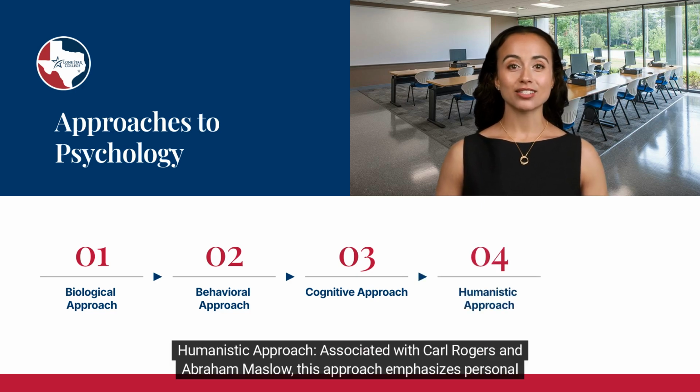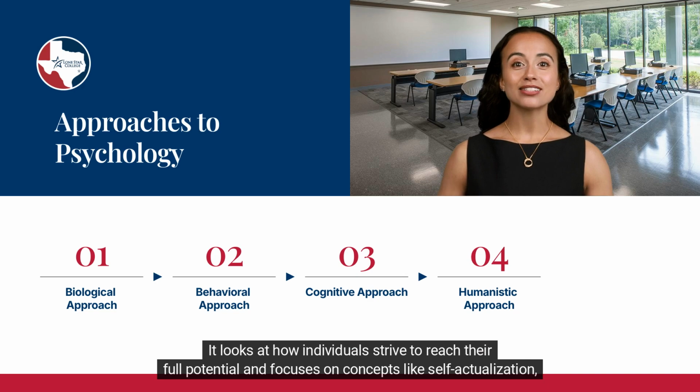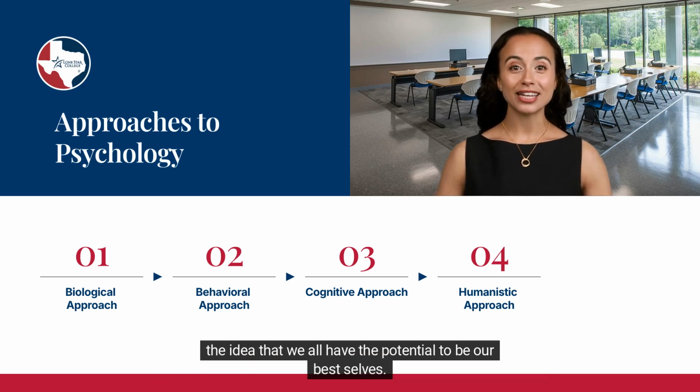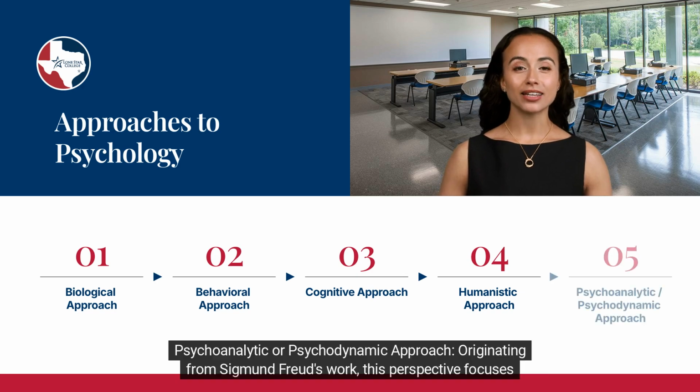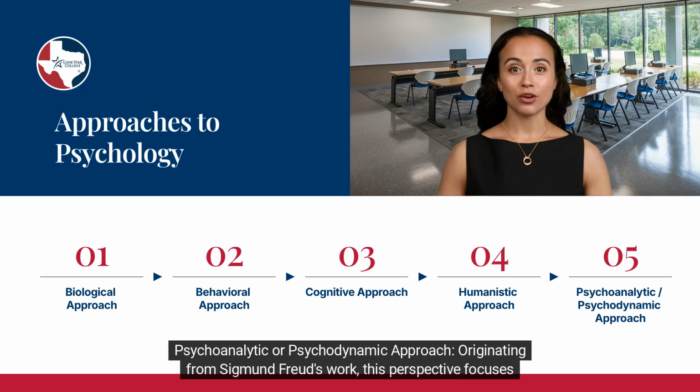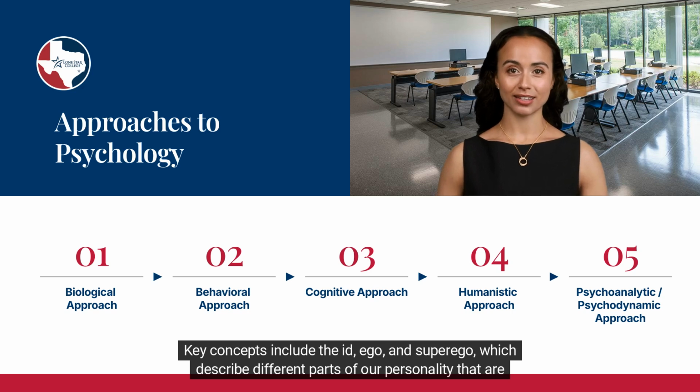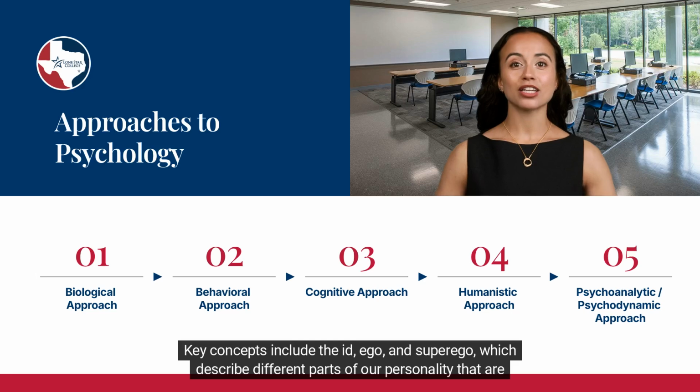Humanistic approach. Associated with Carl Rogers and Abraham Maslow, this approach emphasizes personal growth and free will. It looks at how individuals strive to reach their full potential and focuses on concepts like self-actualization, the idea that we all have the potential to be our best selves. Psychoanalytic or psychodynamic approach. Originating from Sigmund Freud's work, this perspective focuses on the influence of the unconscious mind and early childhood experiences. Key concepts include the id, ego, and superego, which describe different parts of our personality that are in constant interaction.